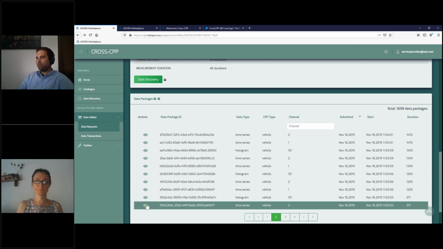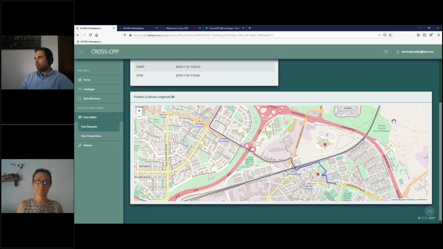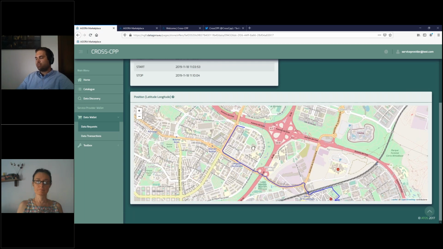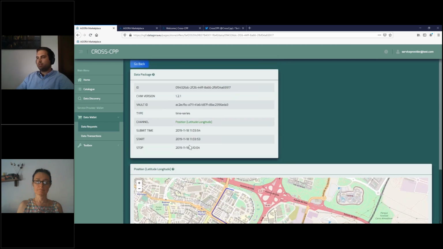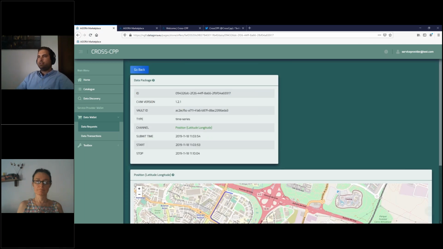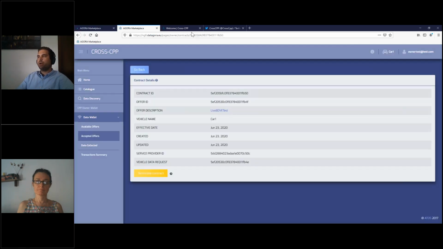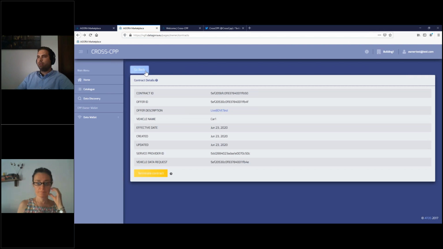We can see here in time series the information that has been collected, which is the starting point and which is the end point, the time that has started and the time that has ended. As you can see, it's the same if we have configured for a building. So I can also go for a building. Now I would like to accept this offer for a building.